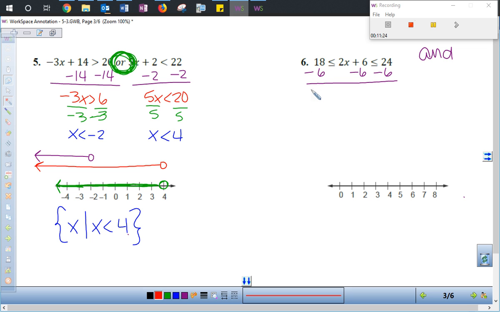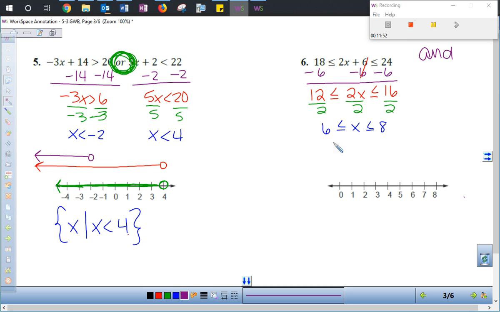Now if I take 18 minus 6, I'm going to be left with 12. Bring down my inequality symbol. These 6's will cancel out and leave me with 2x. Bring down my inequality symbol, and 24 minus 6 is 18. Now to get x by itself, I need to divide each term by 2, and 12 divided by 2 is 6, x, and 9.